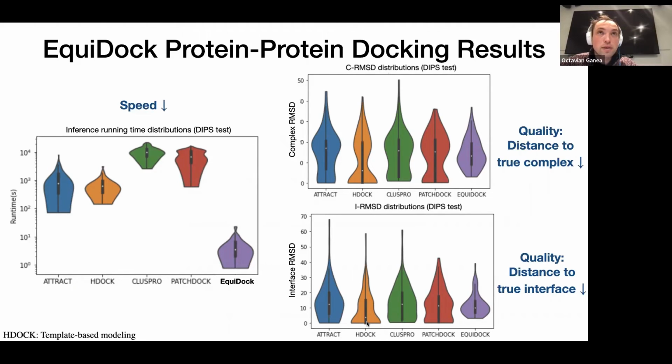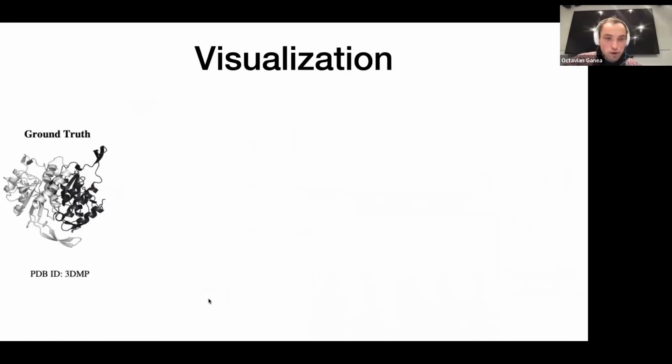In this way, it's really possible that some of these baselines have used templates from our test set. And in fact, when we looked at the distribution, HDock seems to have a quite bimodal distribution. I don't have the histogram here, but exactly half of the test structures, 50 out of 100, are 0 point something RMSD, so almost perfect, and the other half are 10 or more angstrom. This hints that template-based modeling might not favor a direct comparison with machine learning models. Anyway, I just want to finish with some visualization.